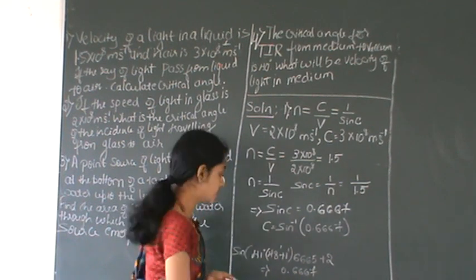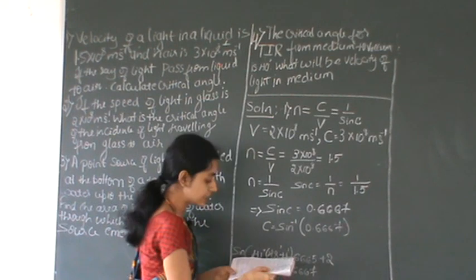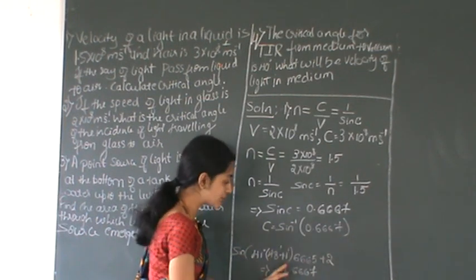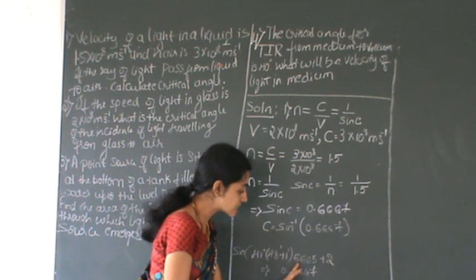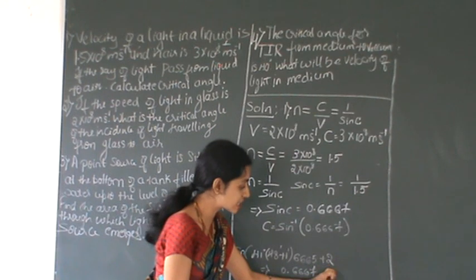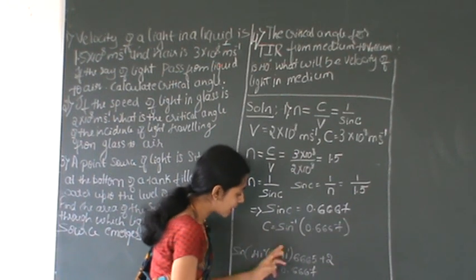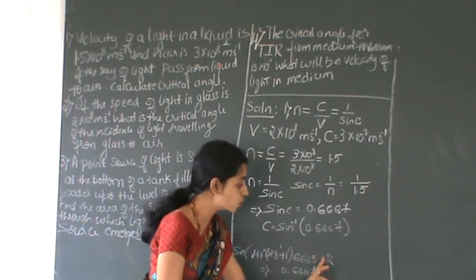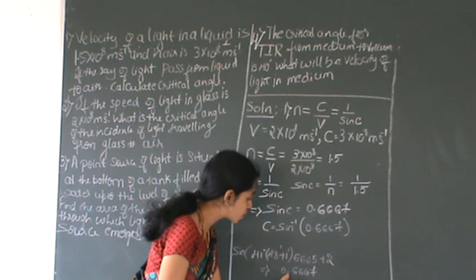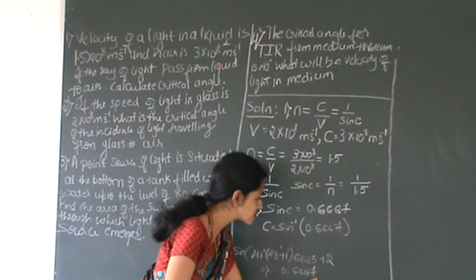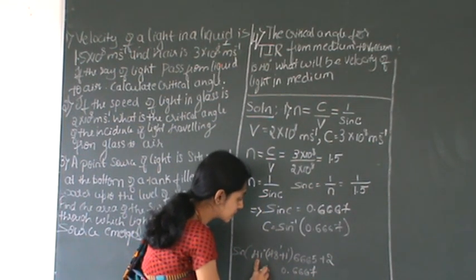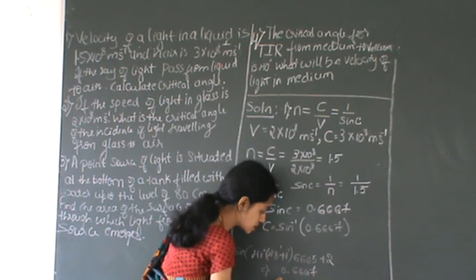0.667. In the natural sine, for 41 degrees, 48 minutes, how much will I get? 6665. Then to get the exact or nearer value, I will add the 1 minute value, that is 2. How much will I get? Finally, 0.6667. The sine value of 41 degrees, 49 minutes is this much.